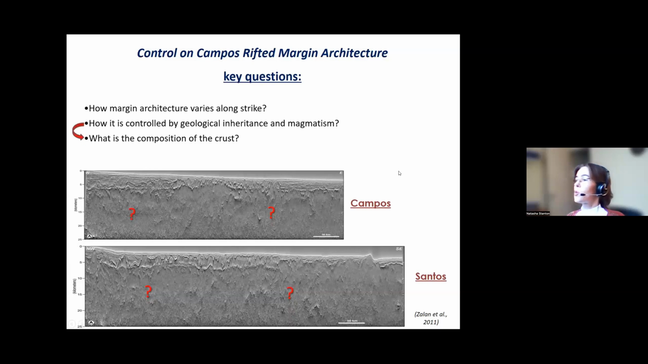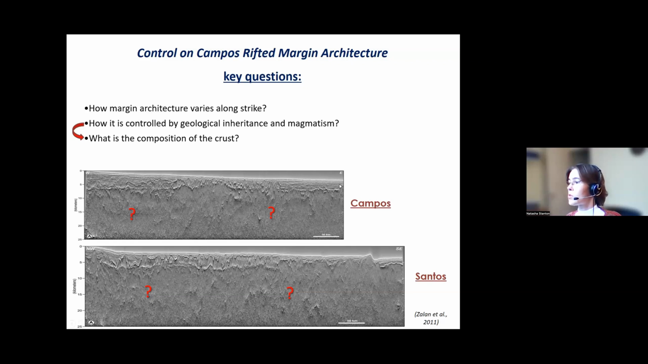This research was guided by some key questions, for example: how margin architecture varies along strike, how it is controlled by geological inheritance, what was the role of magmatism and its evolution, and what is the composition of the crust. This last question is very important because, depending on the composition of the crust, as we could see in the last two excellent presentations, the crust will behave differently under the forces, for example, during rifting.